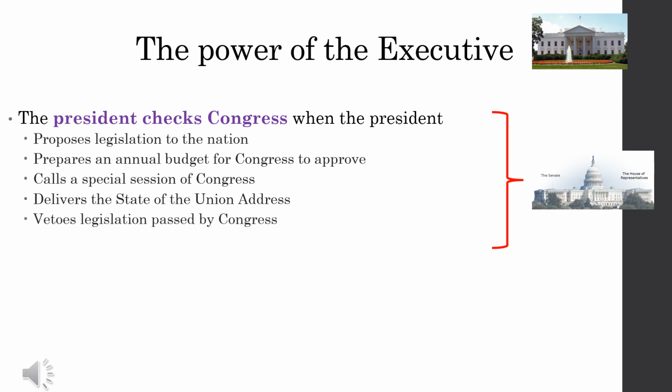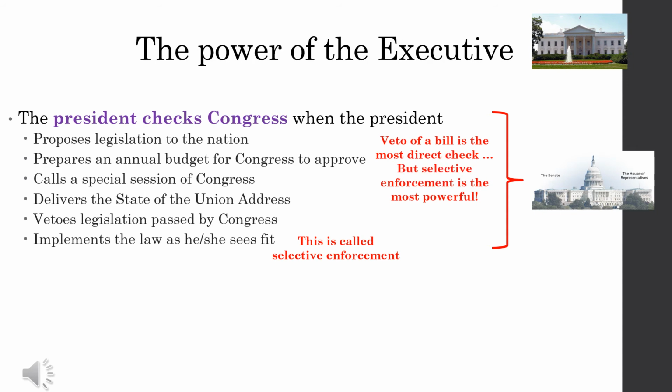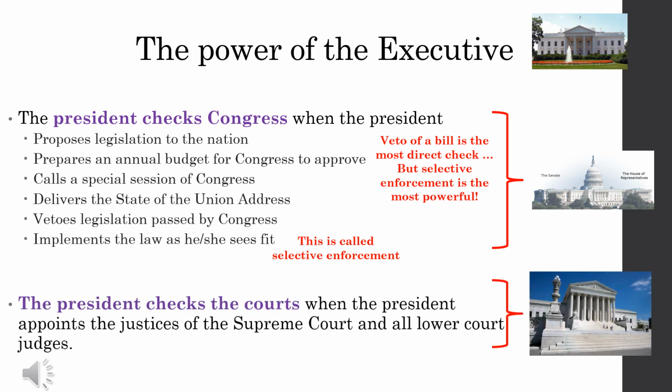The president vetoes legislation passed by Congress if he or she does not agree with it. And finally, the president implements the law as he or she sees fit. This is called selective enforcement, and it is very controversial. So, veto of a bill is the most direct check by the president, but selective enforcement is the most powerful. The president also checks the courts when the president appoints the justices of the Supreme Court and all lower court judges. Go to the next slide.